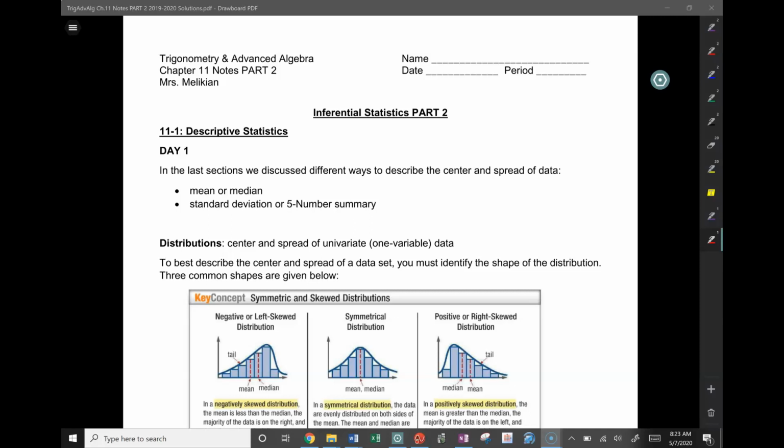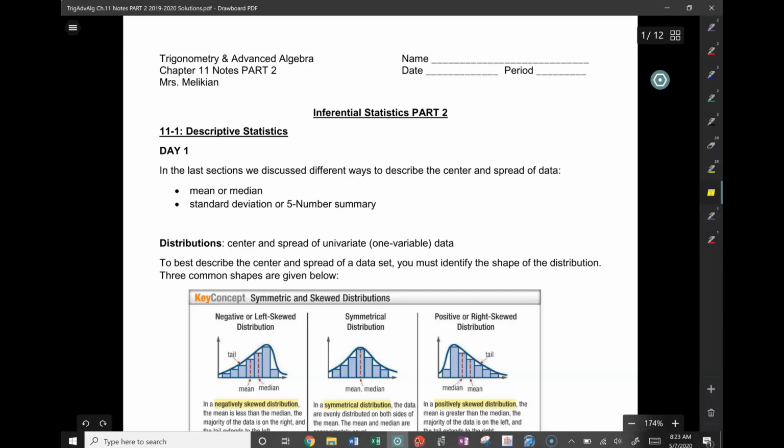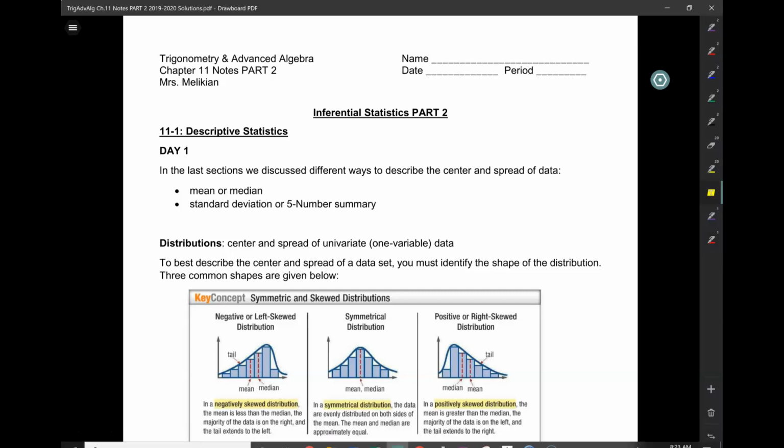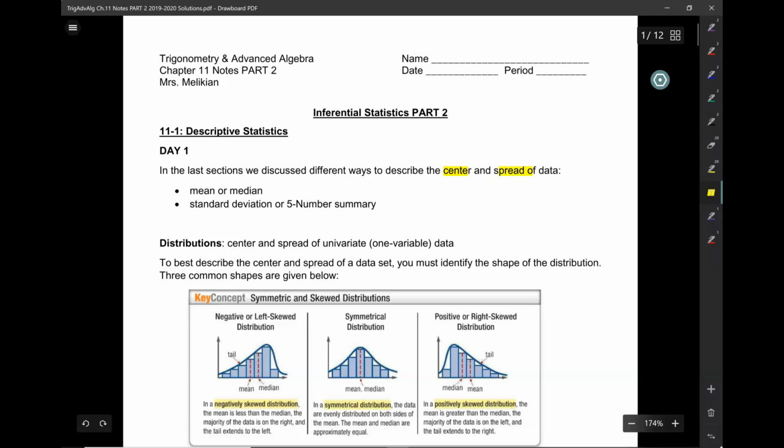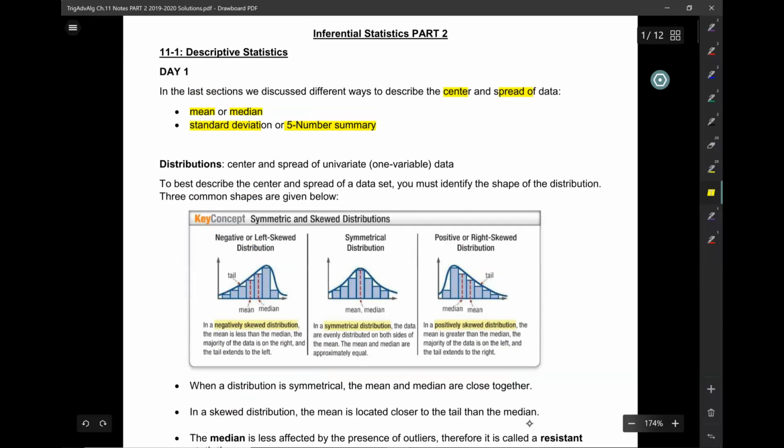Okay, so what we've learned so far is we've discussed different ways to describe the center and the spread of the data, right? We learned about mean and median, and these describe the center of the data. We learned about standard deviation and 5-number summary, and those described how spread apart the data was. Today we're going to start talking about distributions.